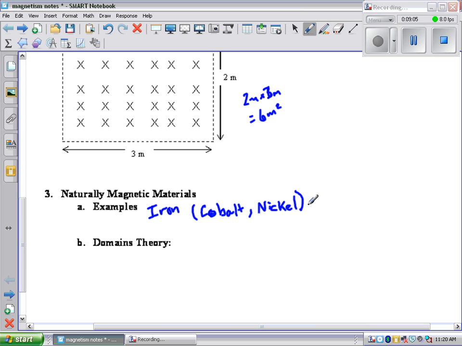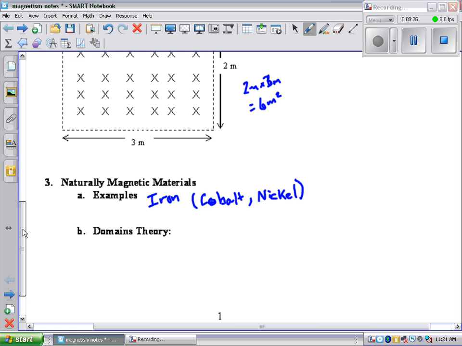Again, a little aside, nickels, like a 5-cent piece, used to be made out of nickel, and they would have been attracted to a magnet. Nickel became kind of expensive, so we stopped making nickels out of nickel. However, in Canada, they still use nickel in their coins. So Canadian coins are actually attracted to magnets. Now the question is why?